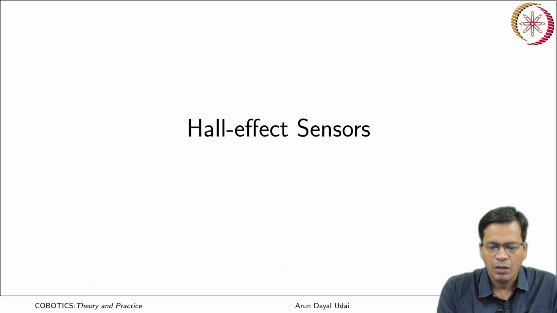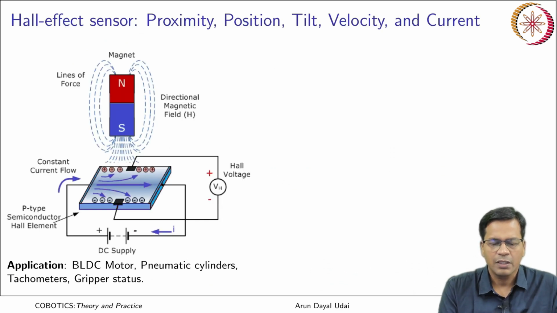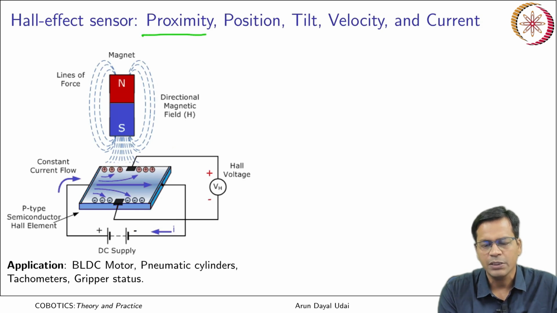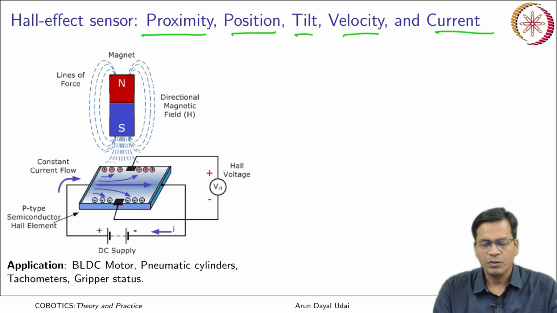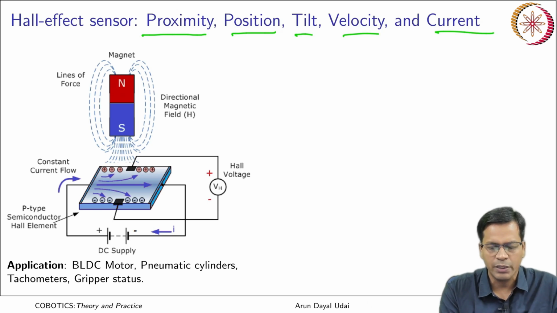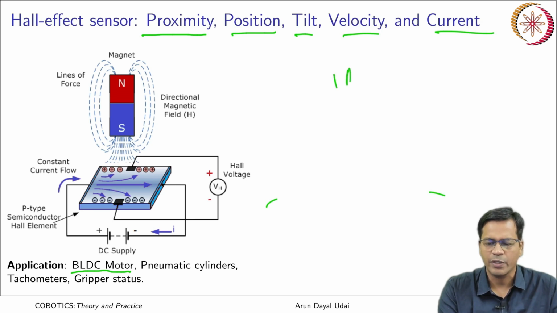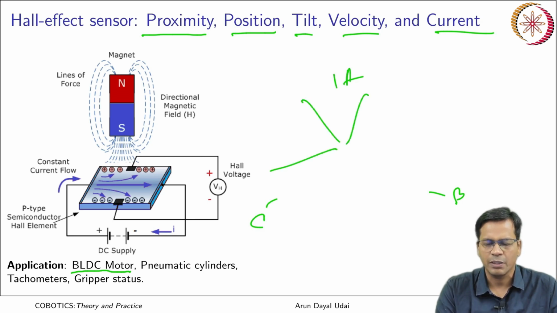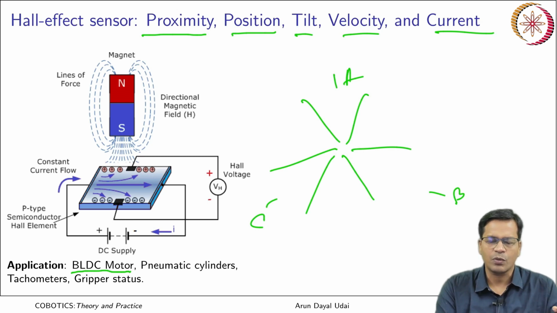Now, coming to the Hall effect sensor. This is a type of sensor which can be used to detect proximity, position, tilt, velocity, current and many more. It is very widely used in BLDC motors. In BLDC motors, you saw you had 3 sensors, phase A, phase B and phase C earlier. They give the feel of the sector where your rotor is. Depending on the sector, you get to know the position of your rotor.